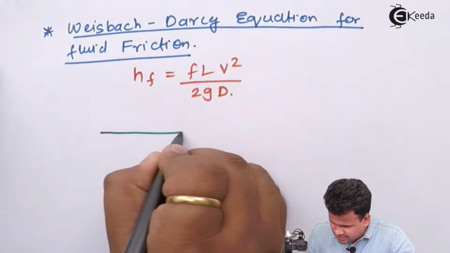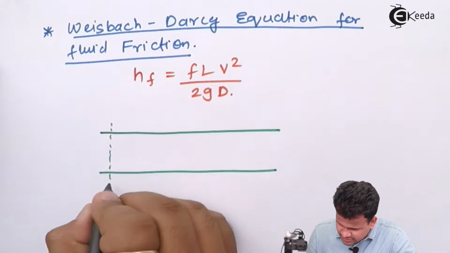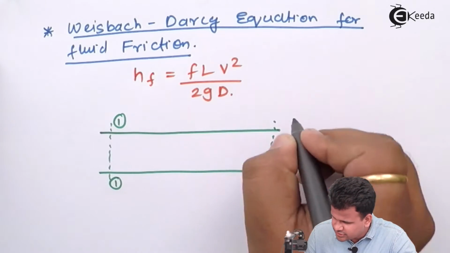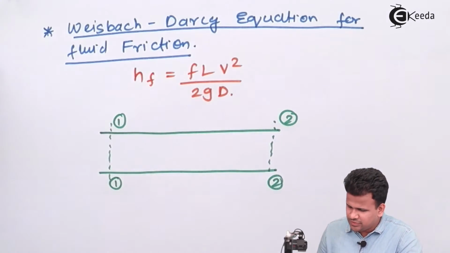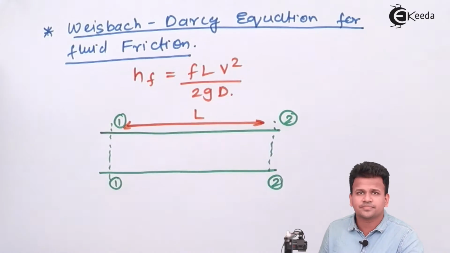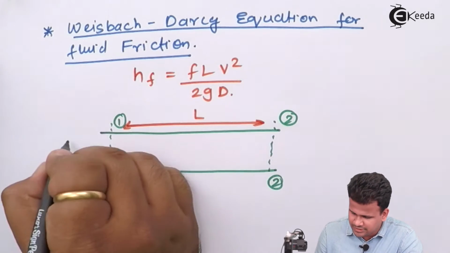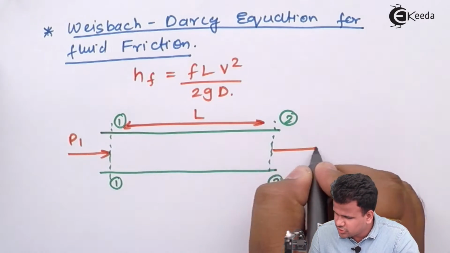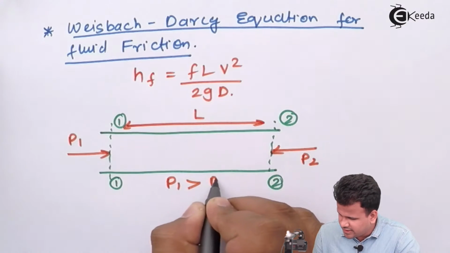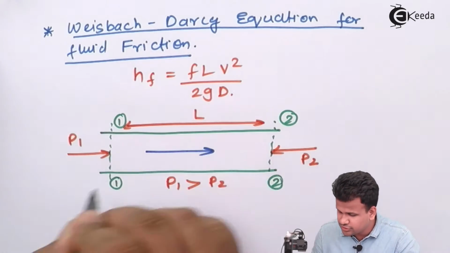So let us consider a pipe. Let us consider this as section 1-1 and this as section 2-2. Between section 1-1 and section 2-2 there is some length L. Let us consider the pressure over here as P1 and the pressure on section 2-2 as P2, and over here P1 is greater than P2, hence the flow will be from section 1-1 to section 2-2.